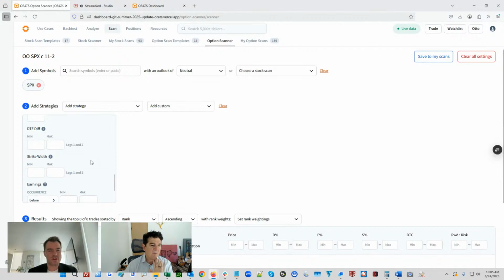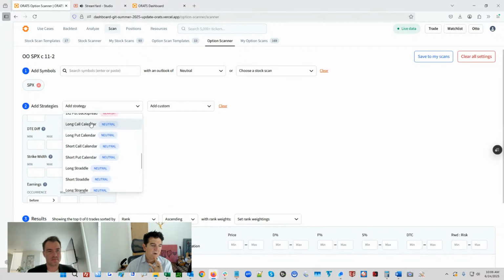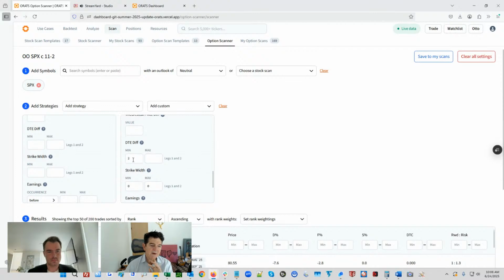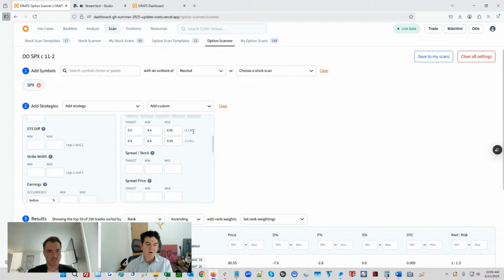So maybe you can pull up a calendar strategy there to see what it fills it in as? Yeah. So here's a long call calendar, and if we go down, we see that there's a minimum width. So the first leg minus the second leg. So the long call minus the short call. The long call is usually the one that's farther out.